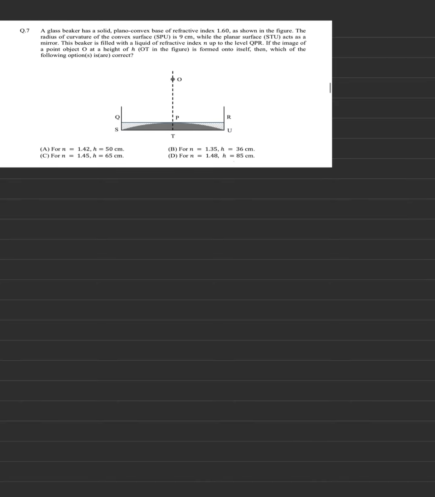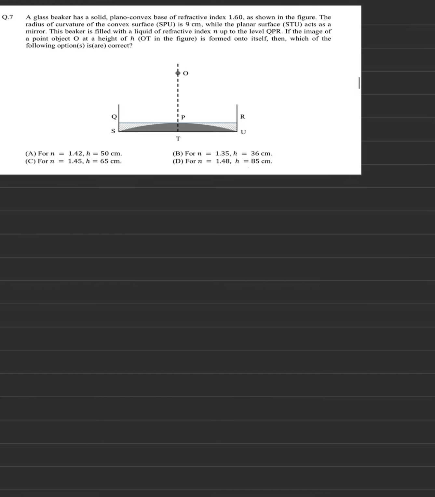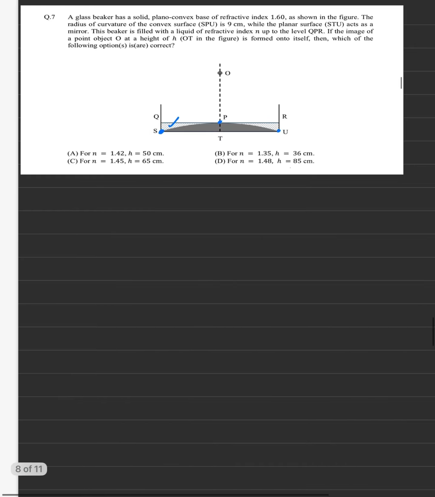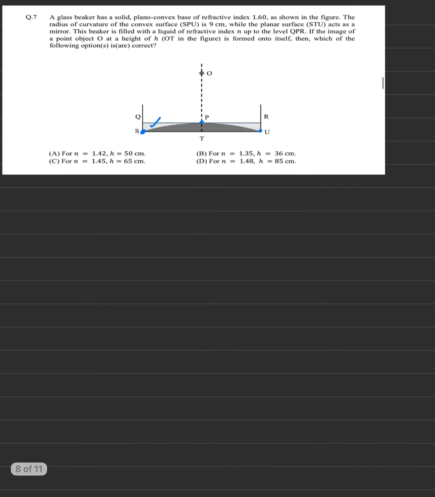So here, students, you can see the diagram clearly. SPU is a plano-convex lens and the liquid is filled here, whose refractive index is given by N. You know that this is a multiple choice question, so the answer will be one or more than one. Then let us consider the lens SPU.